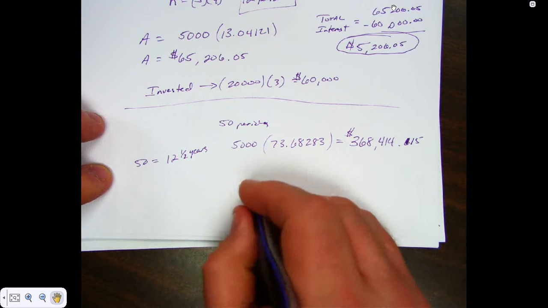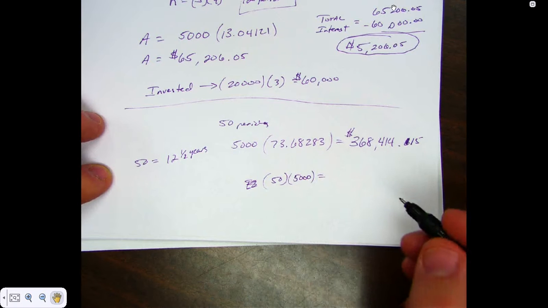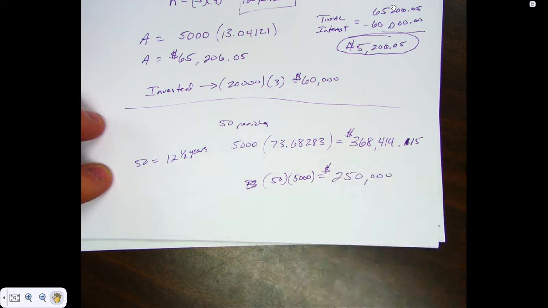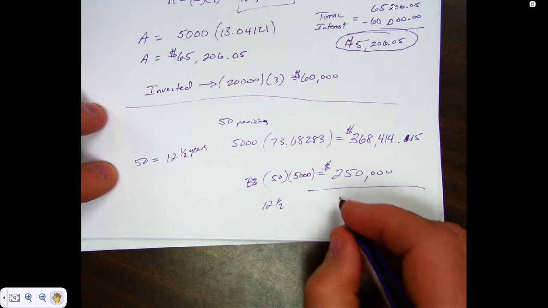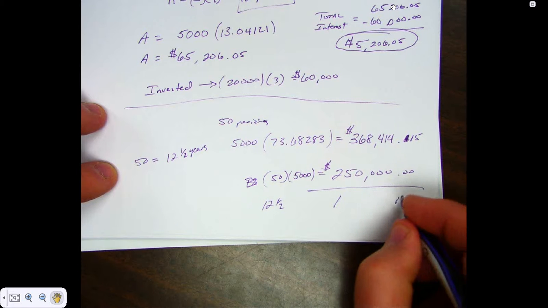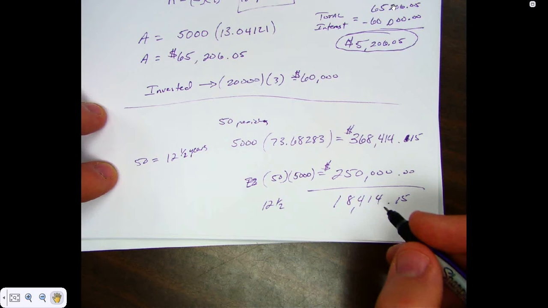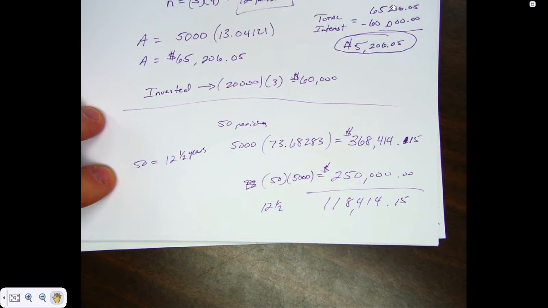So how much did he invest? Well, 50 times 5,000. What do you get? 250,000. You see how over 3 years, he only made about 5,000. Okay? Everyone agree? Over 12 and a half years, he made how much? $118,414. Now, why is that significant?